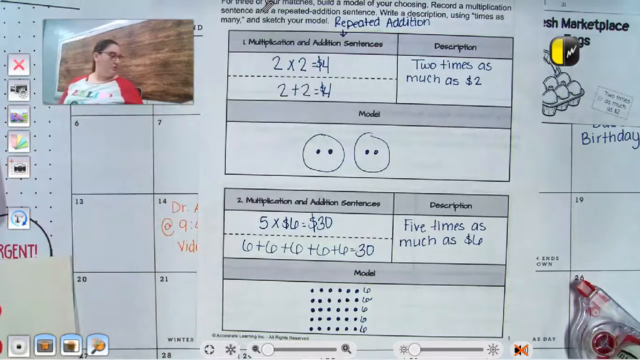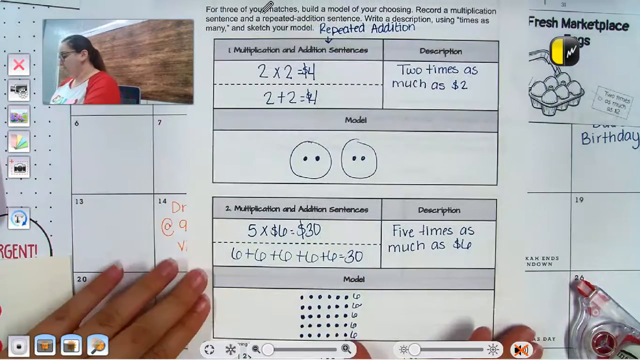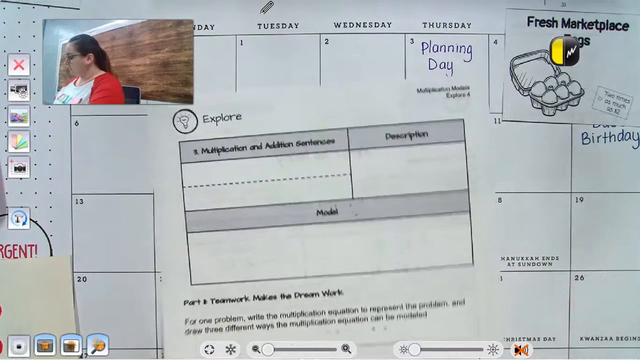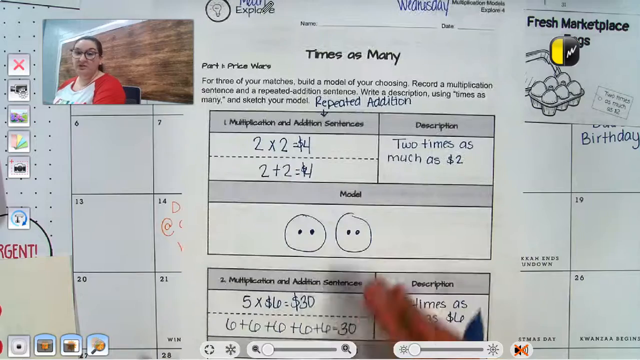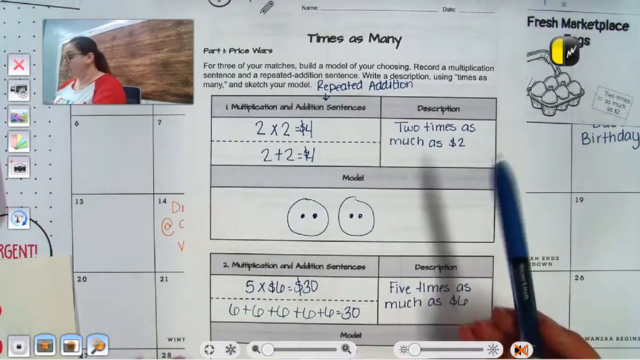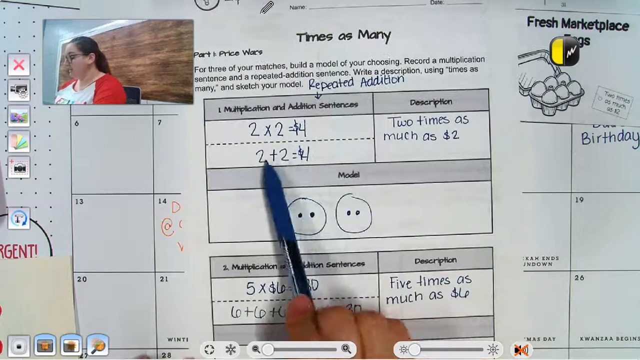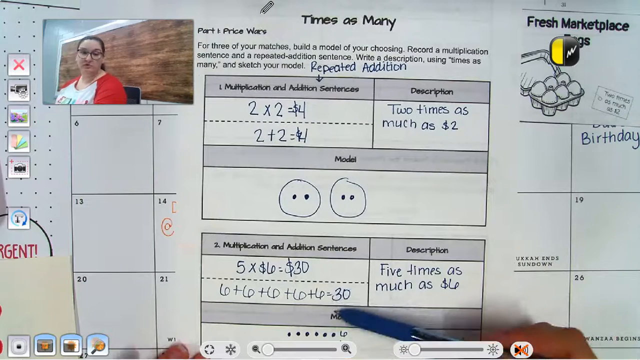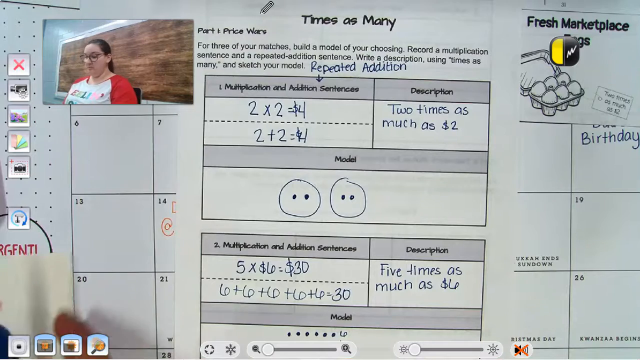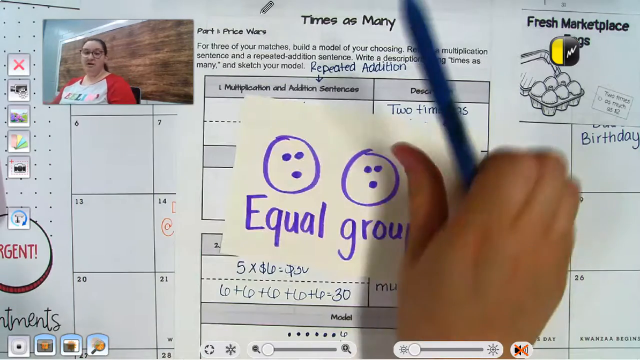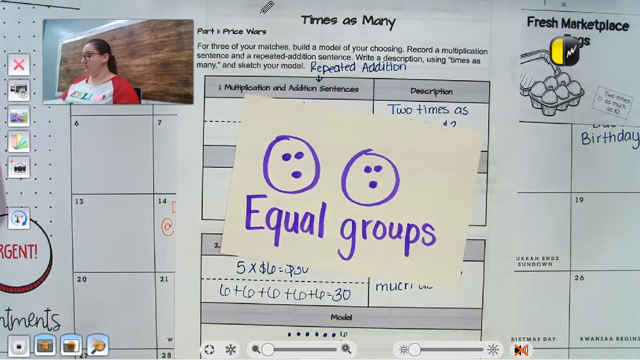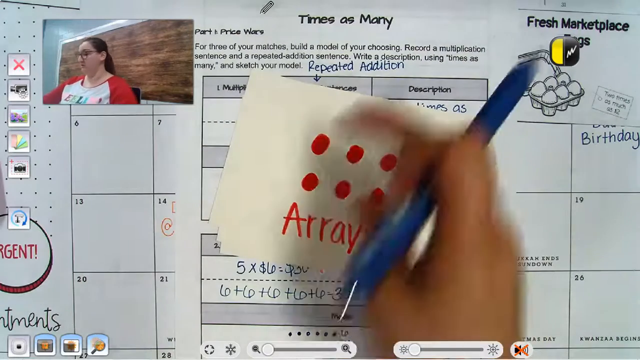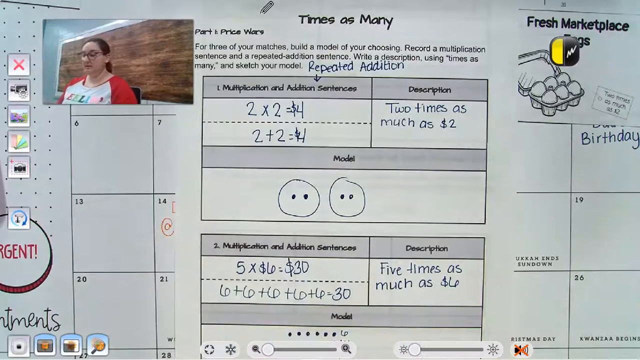Okay, so you're going to do one on your own. Guys, we have pretty much done all of this before. We have done the multiplication equations. We have done the repeated addition. The model, you get to pick the model that you want to do. Do you want to draw a model of equal groups, a number line, an area model, or an array for your multiplication sentence? That part you get to pick.